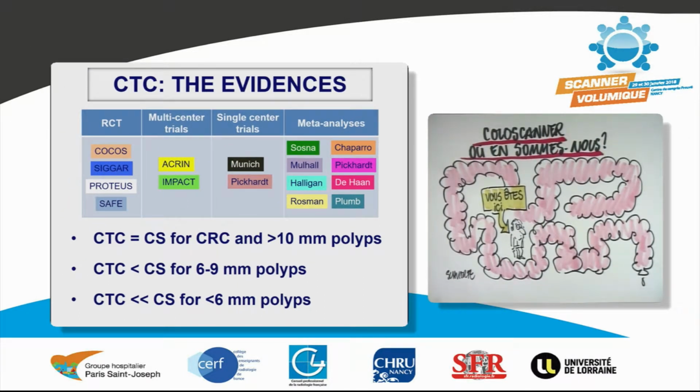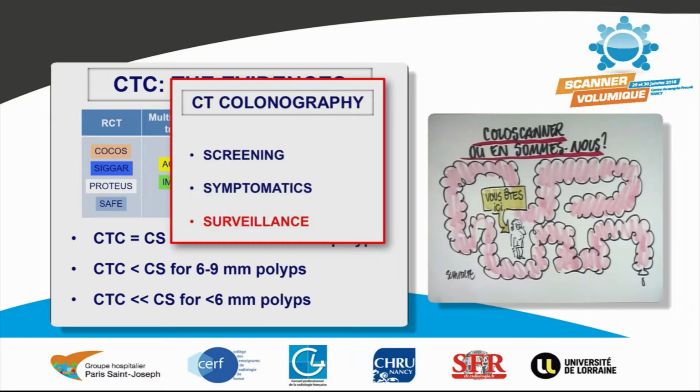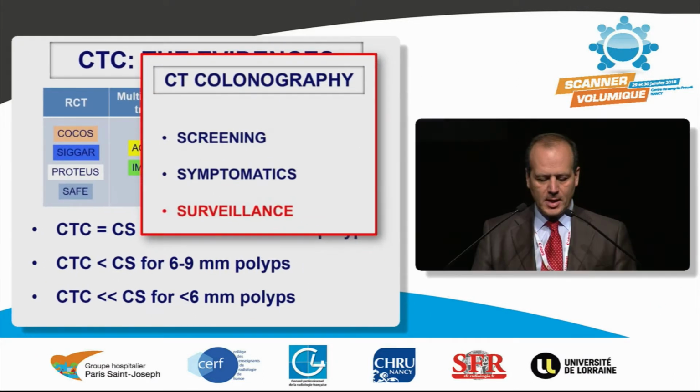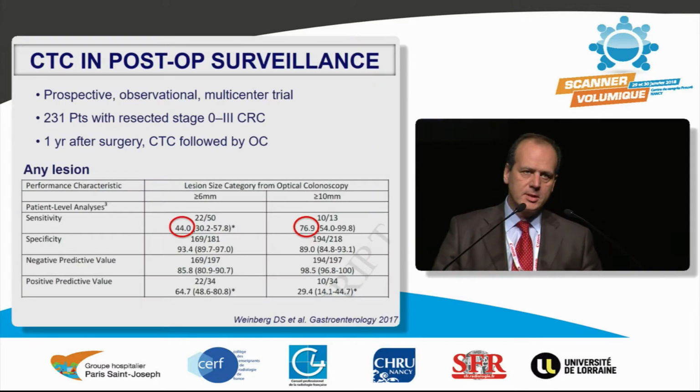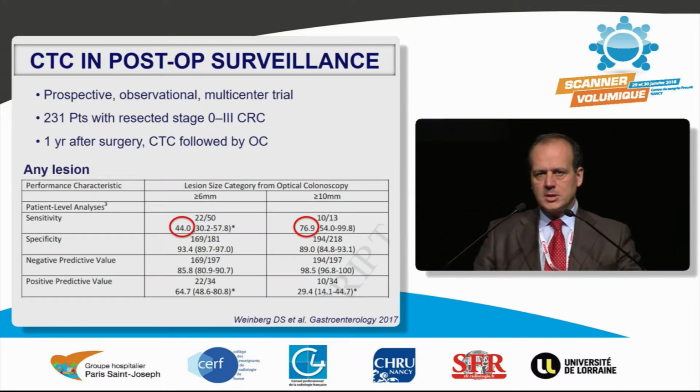But to be critical towards those data, is it true for all the different types of patients that we study? So those data apply to screening, symptomatic, and patients under surveillance? Well, the answer is no, or better, it is yes for screening and symptomatic, no for surveillance, because now there is a paper which is published online. It will be released in the next few months.